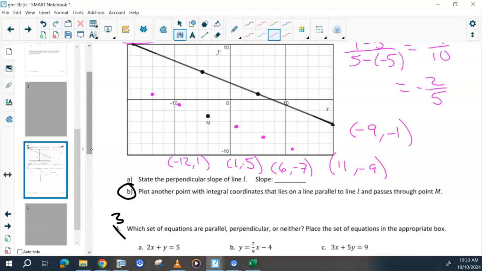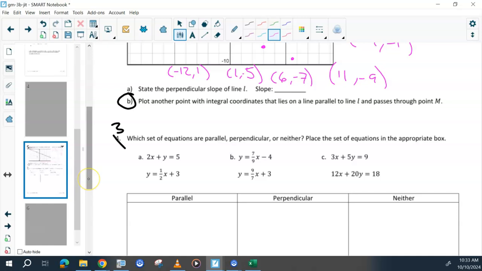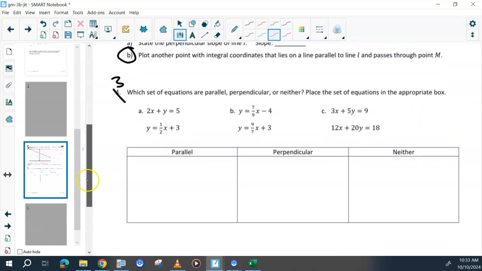Other questions on that one before we do 3? That one was difficult because of the scale. If it had been like 1 and 1, that would have been a little easier.